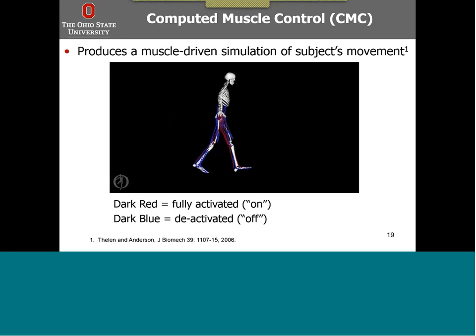This then is an example video of one of our simulation outputs from CMC. It's been slowed down for easier viewing. And like I said, it produces a muscle-driven simulation of the subject's movement. And I just want to point out in the video that hopefully you can see that the different actuators, which are representing the muscles in the lower extremity, are changing color between red and blue. And this is giving us an indication of when the different muscles are active. So if it's dark red, that means it's fully activated or turned on. And dark blue means that that muscle actuator is deactivated.